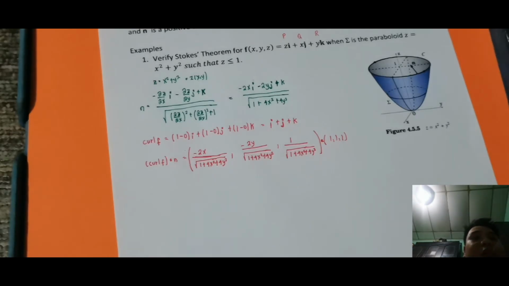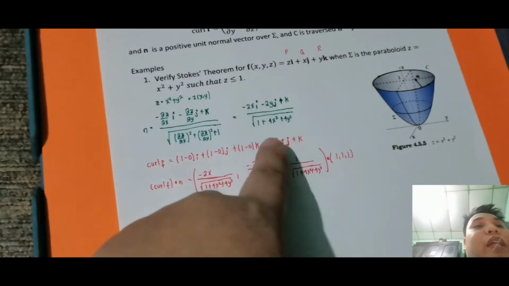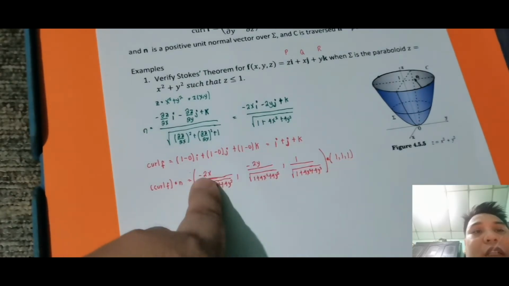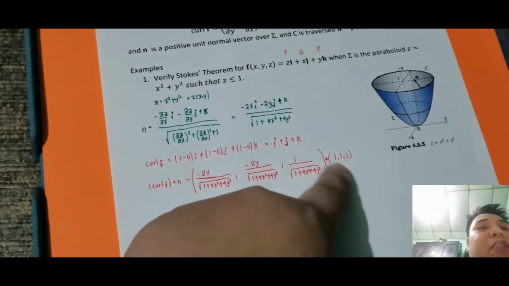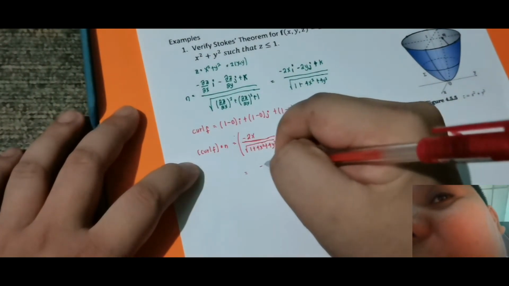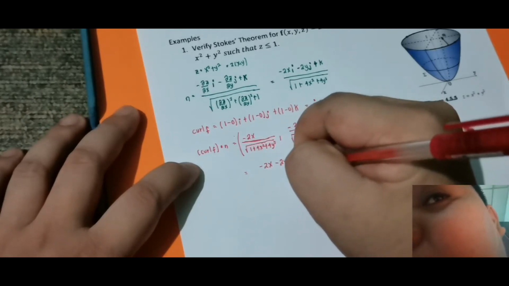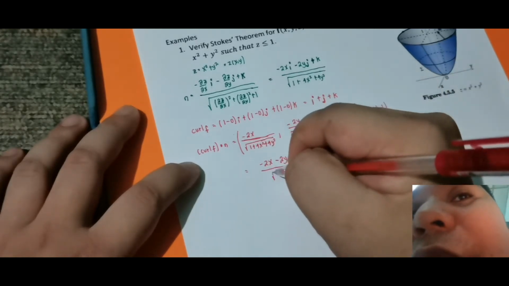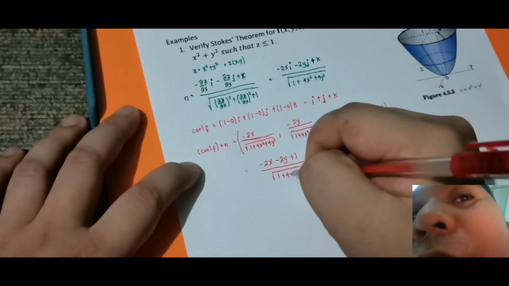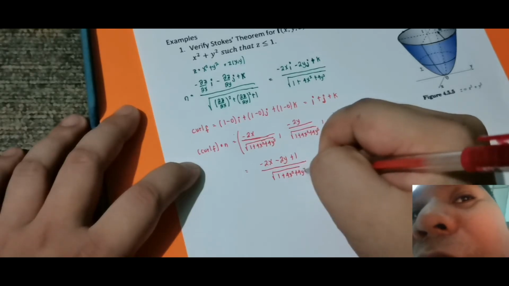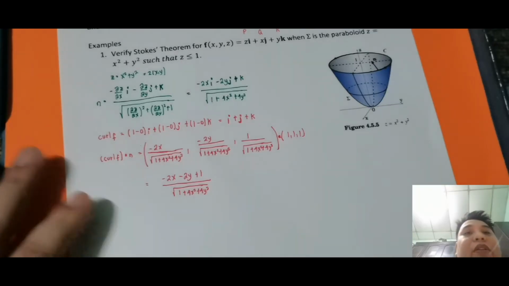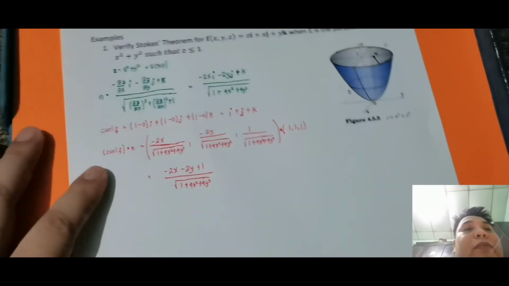So it actually just goes back to the original, but of course the i, j, k disappear. So this part multiplied by this is just negative, this part multiplied by this is just this, and this part multiplied by this is just this. So the answer here is just negative 2x minus 2y plus 1, all over, since they all have a similar denominator, 1 plus 4x squared plus 4y squared. Okay, so now we have the curl of F dot product N.